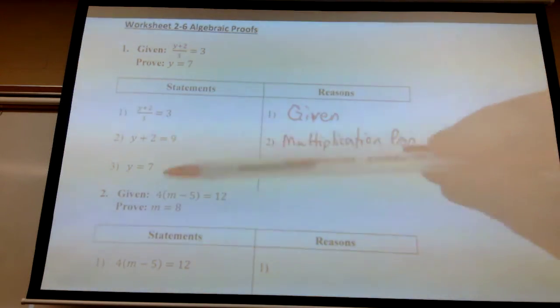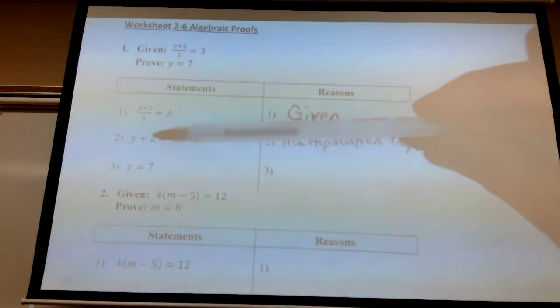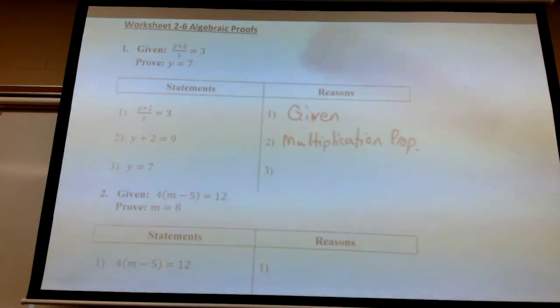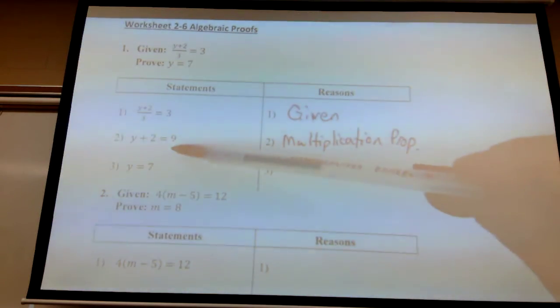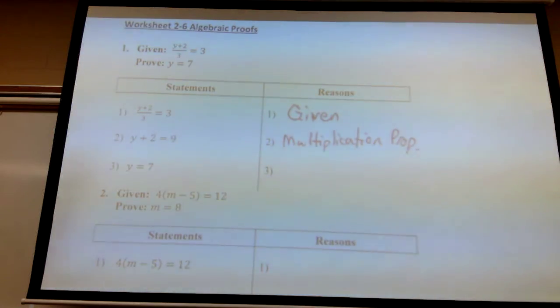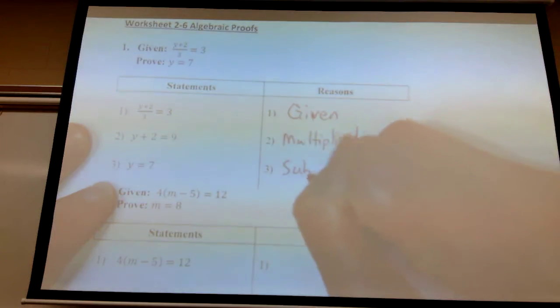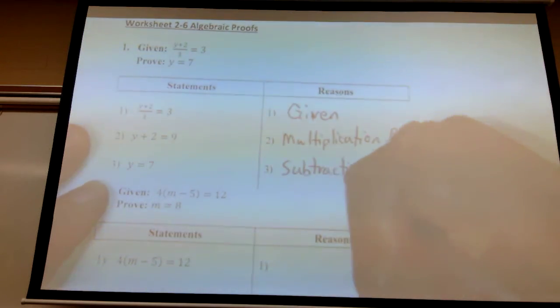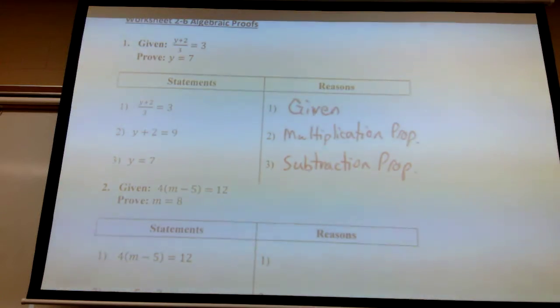Then to get from step 2 to step 3, we went from y plus 2 equals 9 to y equals 7. The positive 2 on the left disappeared, the 9 on the right became a 7. We got from step 2 to step 3 by subtracting 2 from both sides of the equation. In your properties, the subtraction property allows you to subtract 2 from both sides. Step number 3 is subtraction property. Let's try another one.